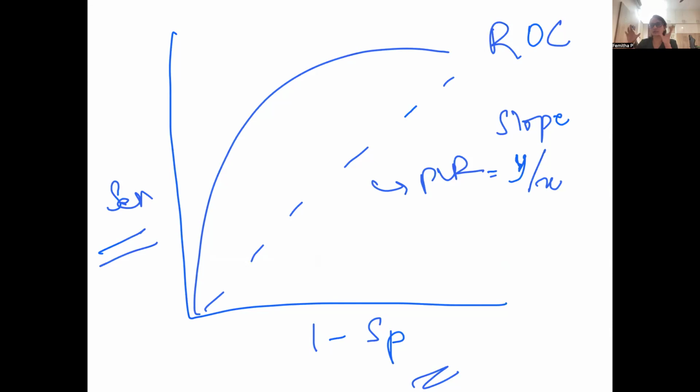But if you have just a dichotomous test result, you don't need an ROC curve. If you have something that has different cutoffs, then you have to draw an ROC curve in order to find out the best balance between sensitivity and specificity. And PLR is a numerical way of putting that best balance between sensitivity and specificity, which is the slope of your ROC curve, that is sensitivity divided by 1 minus specificity.